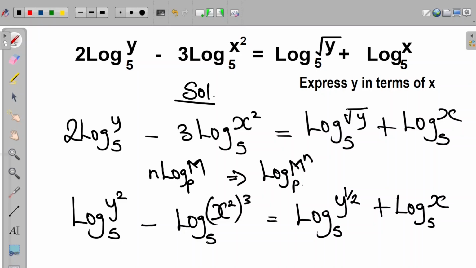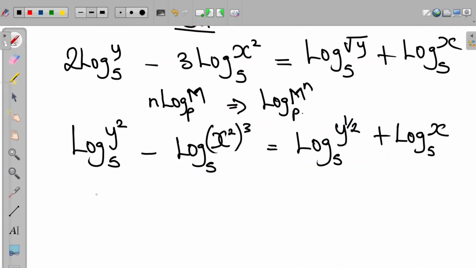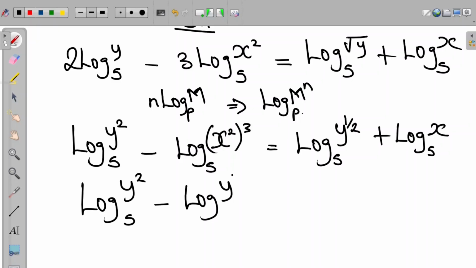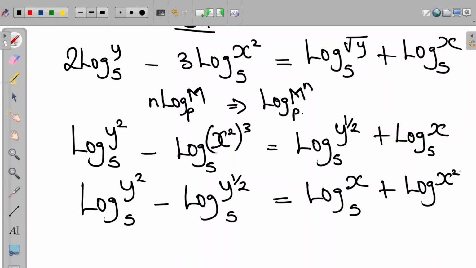So at this point, we are asked to express y in terms of x. So we collect like terms. If you collect like terms, the equation becomes log y squared to base 5 minus log y raised to the power of 1 divided by 2 to base 5, because when this crosses over the equality sign, it becomes negative, equal to log x to base 5 plus log x squared raised to the power of 3 to base 5.